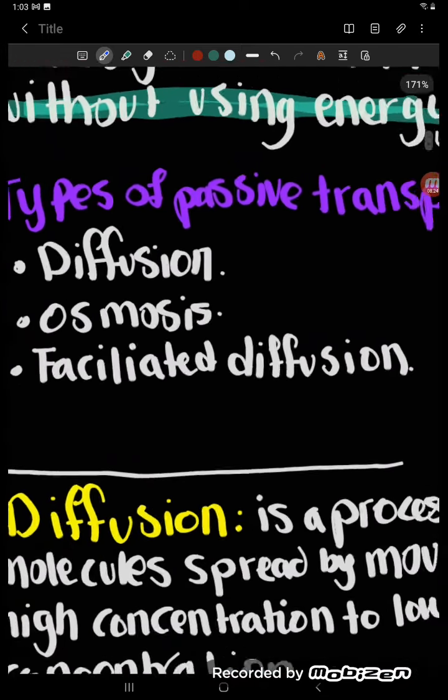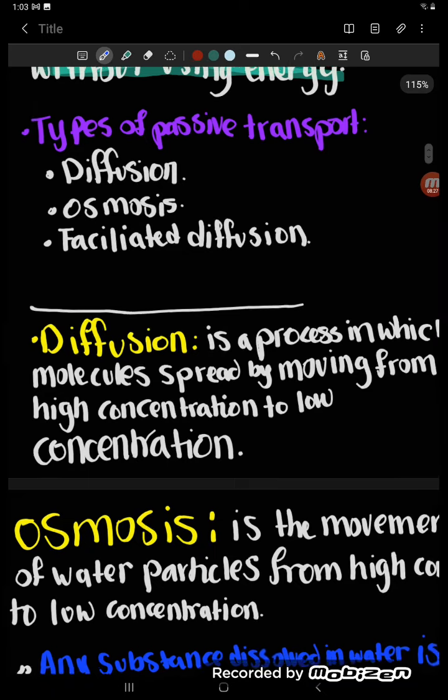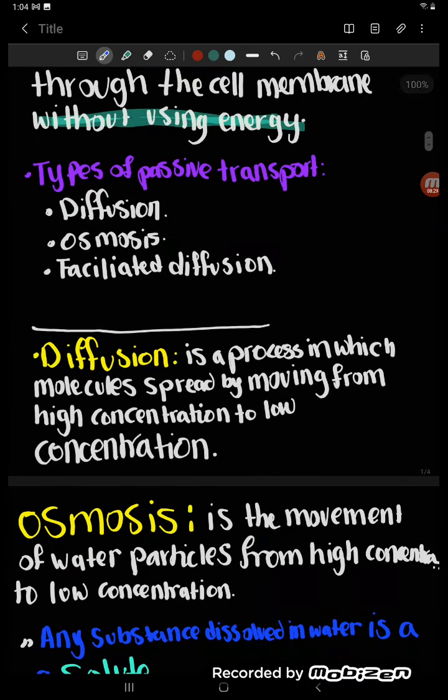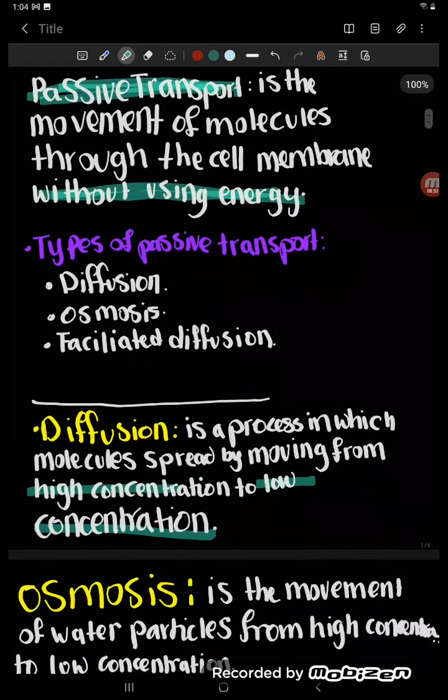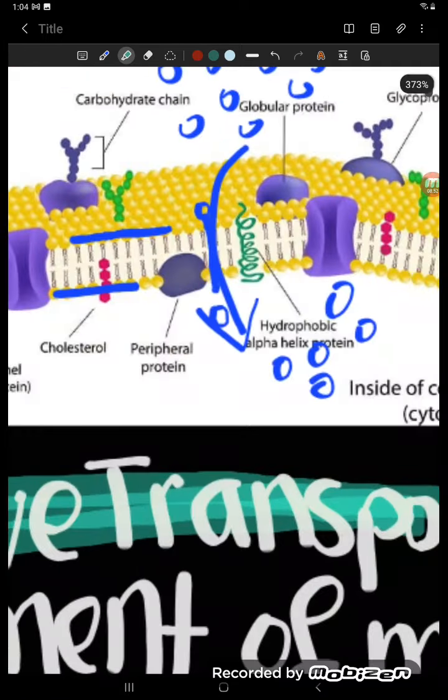Now let's go back to diffusion. Like I said, diffusion is the process in which molecules spread by moving from high concentration to low concentration. Let me just highlight that: from high concentration to low concentration. And we must remember, without using energy. Why without using energy, you may wonder? Well, I did mention concentration gradient, right? So molecules tend to move from where the concentration is high to low concentration.